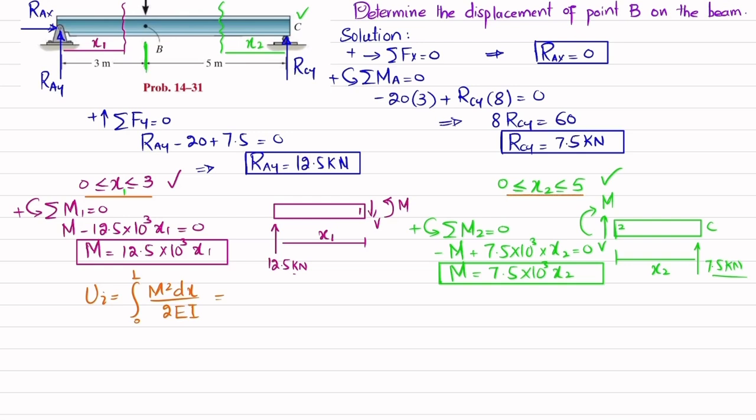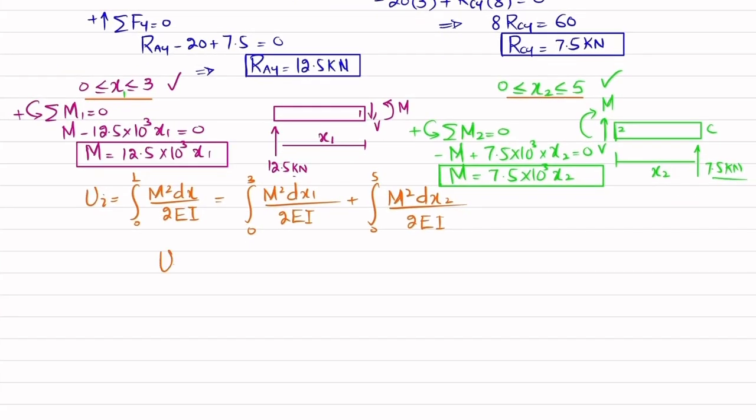So we will get, from 0 to 3, M squared dx1 divided by 2EI, plus the integral from 0 to 5 of M squared dx2 divided by 2EI. Now you can put the values over here.